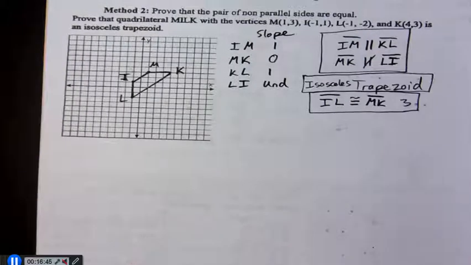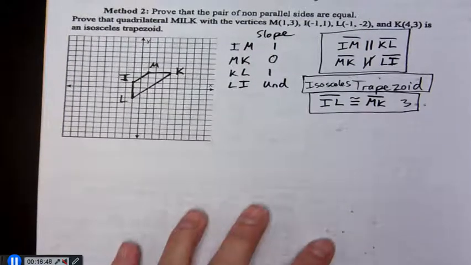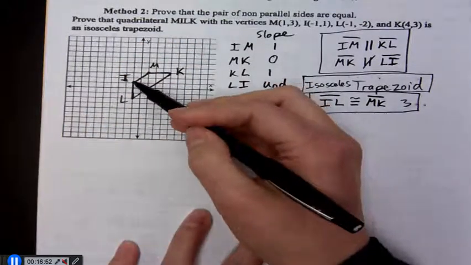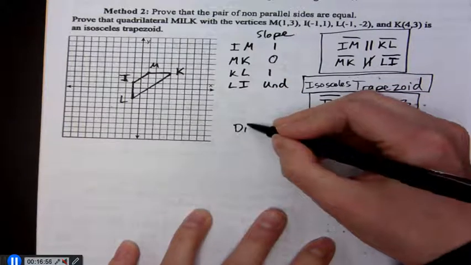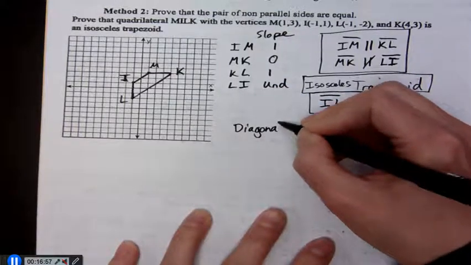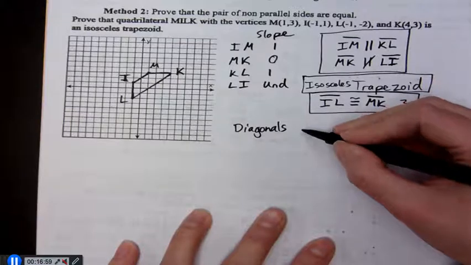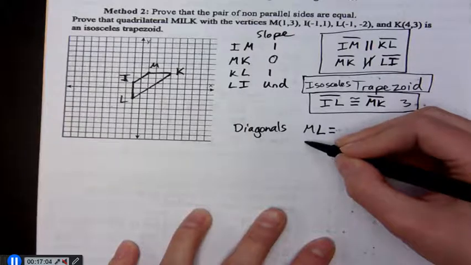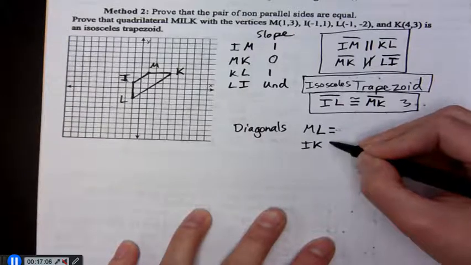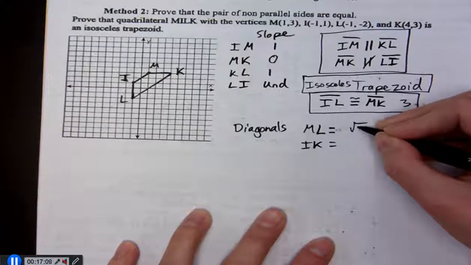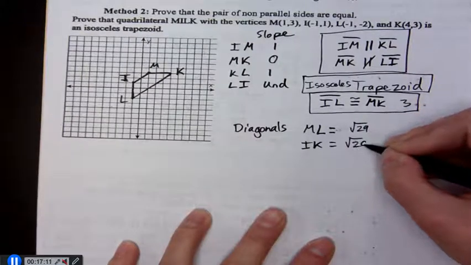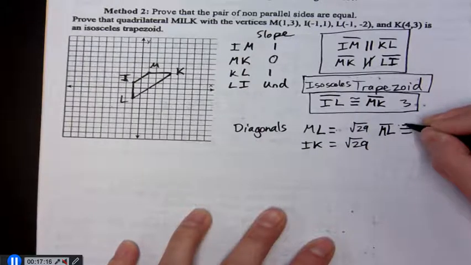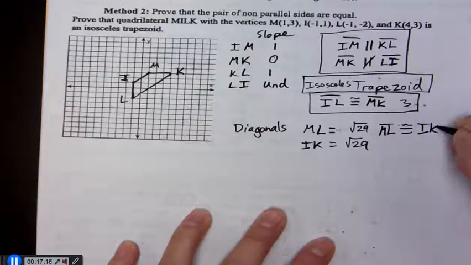If I choose to do method 2, I would prove that; if I choose to do method 1, I would prove my diagonals and count out my diagonals. So ML and IK. And again, to save time in notes, I'm just going to tell you those both come out to root 29. So ML is also congruent to IK.